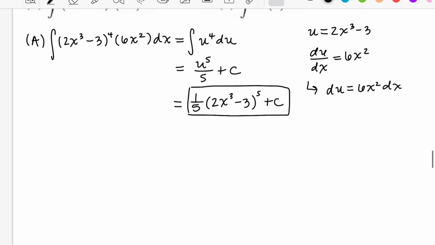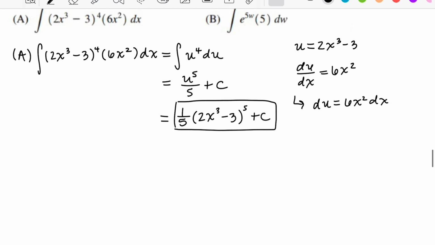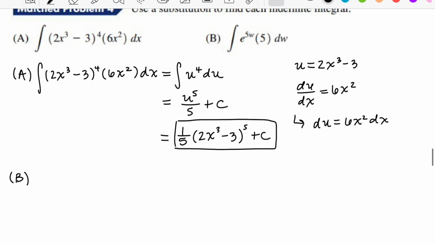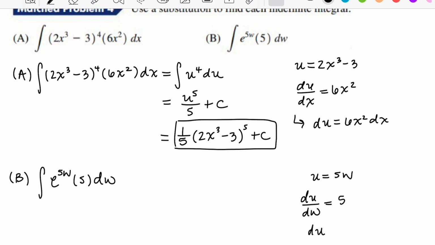All right, looking at part B now, looking at the integral of e to the 5w times 5. What we can do here is we see again this composition of functions. We're going to let u be equal to this 5w here. Then this means the derivative of u with respect to w is going to be equal to 5, and therefore du is going to be equal to 5 dw.